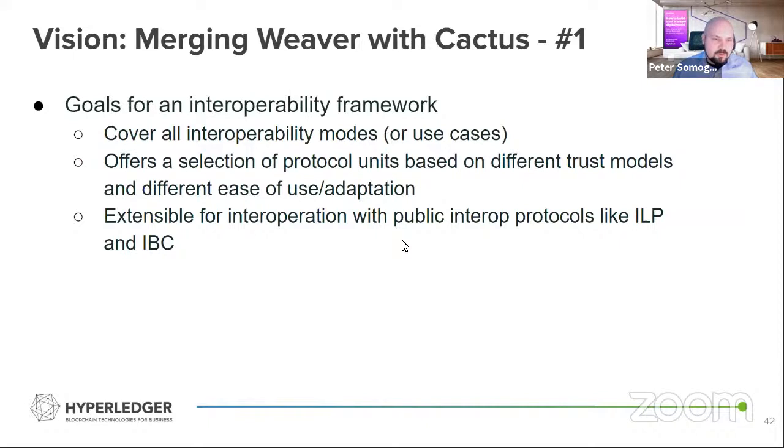And then the goal for the common framework together is to cover all interoperability modes or use cases, meaning that if you read any sort of interoperability paper that summarizes the different modes, or if you just look back at the ones that we talked about now, we would ideally be able to cover all of those because it would be flexible enough. And with us joining forces, we would have more resources to actually support all of those because we're talking about a lot of work.